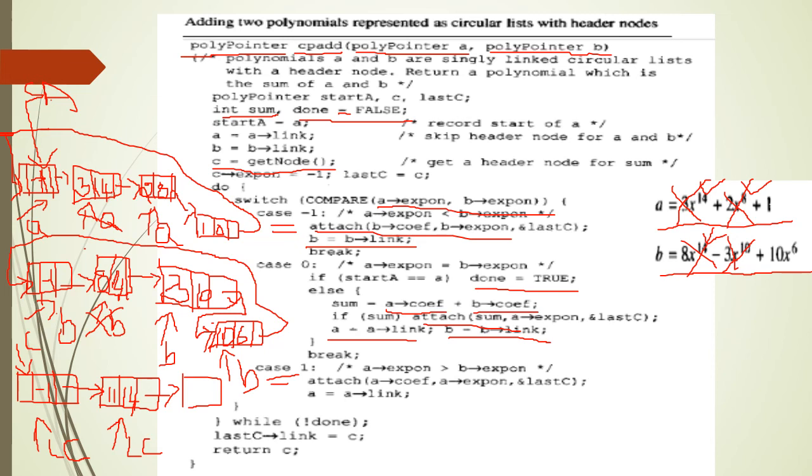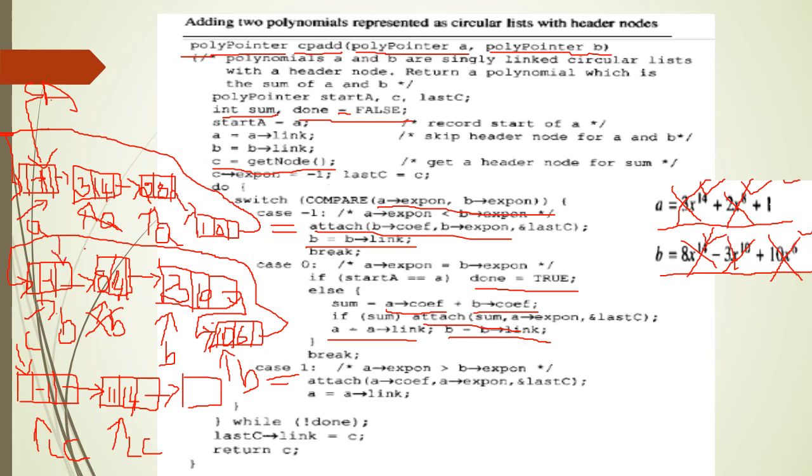Then again it goes back to here. Leading exponent of this is 0, leading exponent of the second polynomial is 6. 0 is less than 6, it will execute case minus 1. So case minus 1 means 10 into x to the power of 6 will be attached to the resultant polynomial.